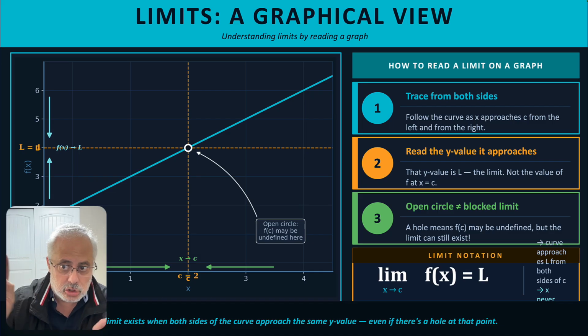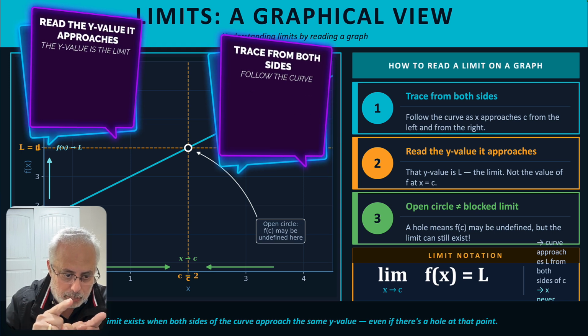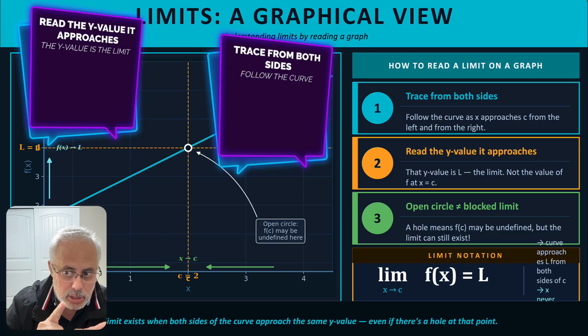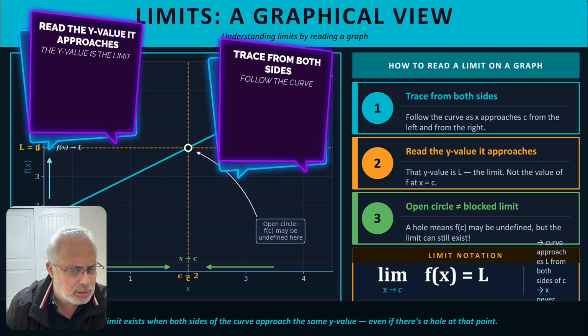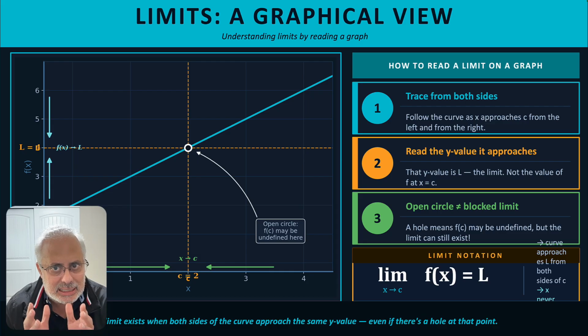Number 1, trace from both sides. Follow the curve as x approaches the particular value c. Number 2, read the y value, the output it approaches. It doesn't matter that you have an open circle. The function can be undefined at that particular value. The problem is the neighbors. This is the limit from a graphical view.